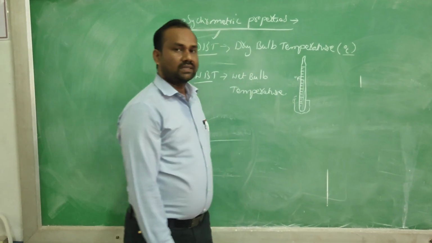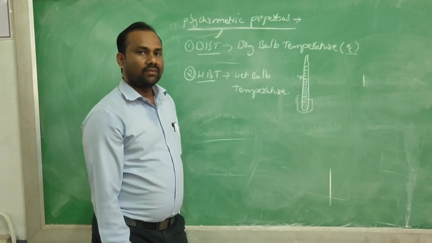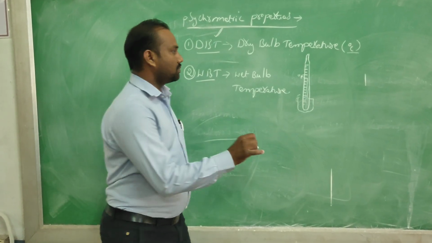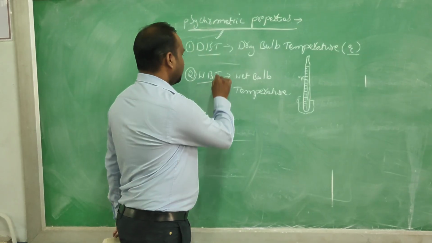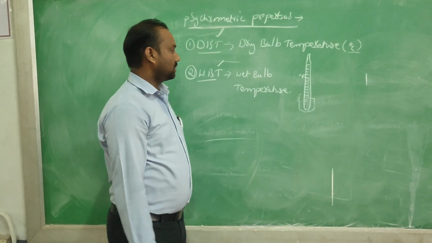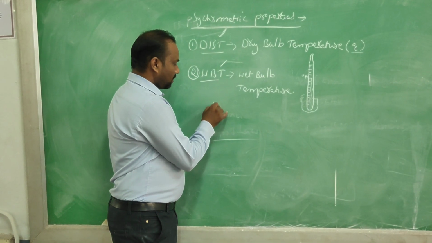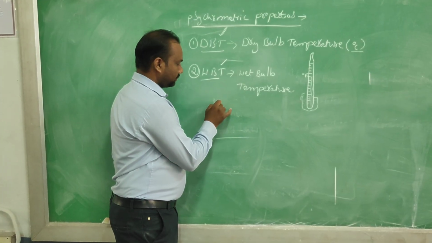So whenever the sensing tip is placed in a wet cloth or wet container, whatever temperature is recorded is called wet bulb temperature. Then there is an instrument called the sling psychrometer.